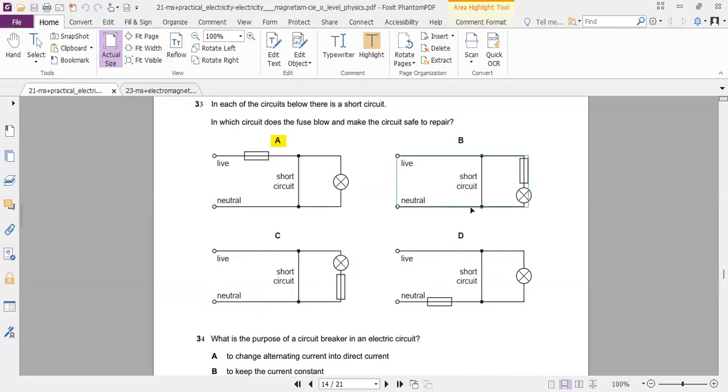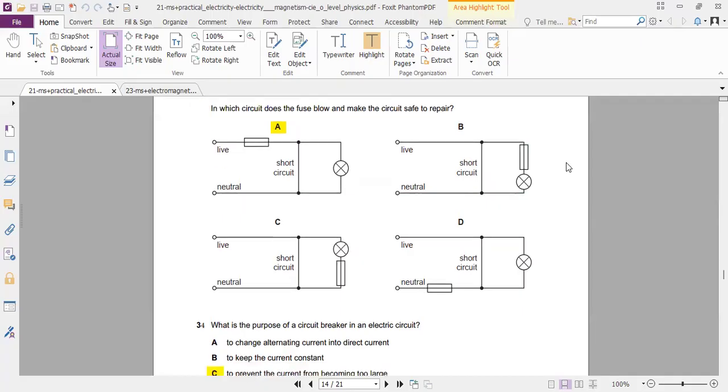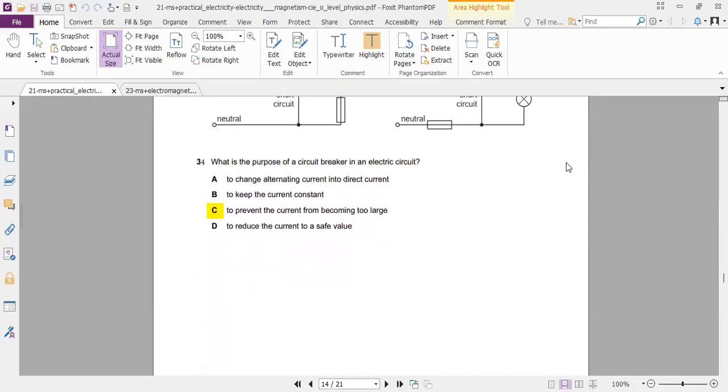What's wrong in B? So if we have a short circuit here, yes, the fuse will not blow in this because it is on this side and the short circuit is on that side. The short circuit will happen here, with no effect on this side of the circuit. So the purpose of a circuit breaker is to prevent the current from becoming too large.